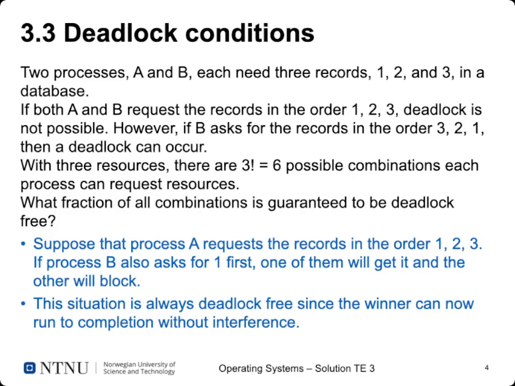So let's just assume that process A starts to request resources in the order 1, 2, 3. So if the first allocation of process B is also 1, then either process A continues if process A first gets access to resource 1, or on the other hand, if process B first gets access to resource 1 granted, then process B will continue. And in turn, the other one will block. So this situation is always deadlock free, since the winner can now run to completion without interfering with the other. And of course, we have to assume that these resources are then given back to the system when the respective process terminates.